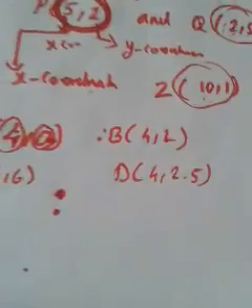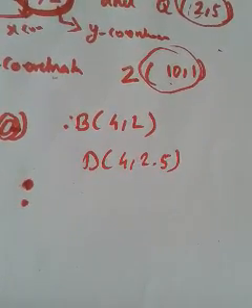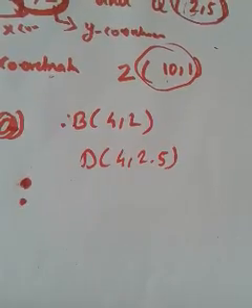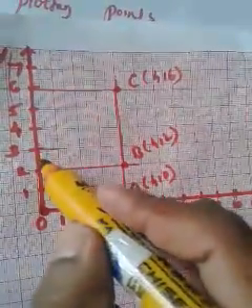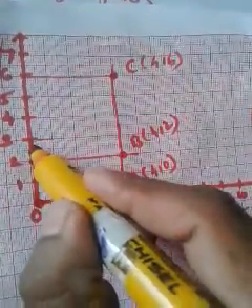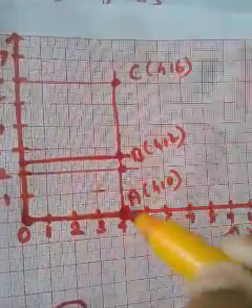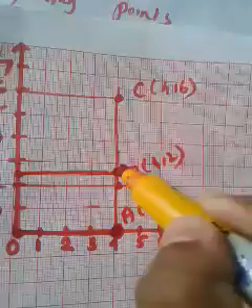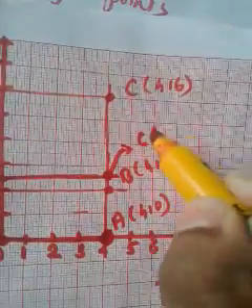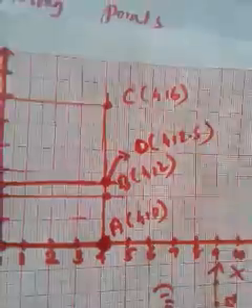Okay, and the last point D (4, 2.5). That means from the x-axis you are supposed to choose 4 and from the y-axis 2.5. From the x-axis 4 itself, from the y-axis 2.5. This is 2, this is 3. So this will be 2.5. So this will be the point from the x-axis 4 and y-axis 2.5. So this will be point D (4, 2.5).